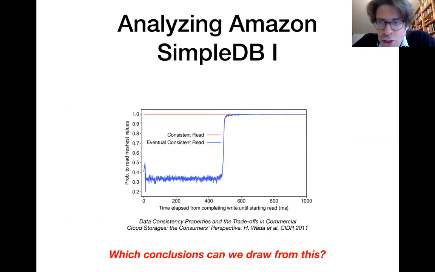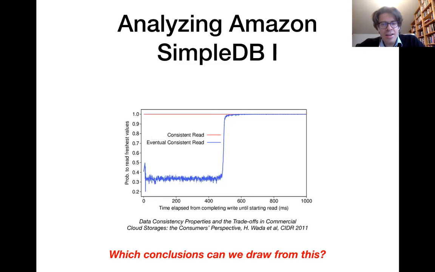Here I'm gonna show a couple of experimental results of a paper that evaluated another eventually consistent system, which is Amazon's SimpleDB. In this experiment, what they did was essentially update an object and then read it immediately afterwards. On the x-axis, you see the amount of time that passes between the write and the read operation. And on the y-axis, you see the probability to read the most recent value.